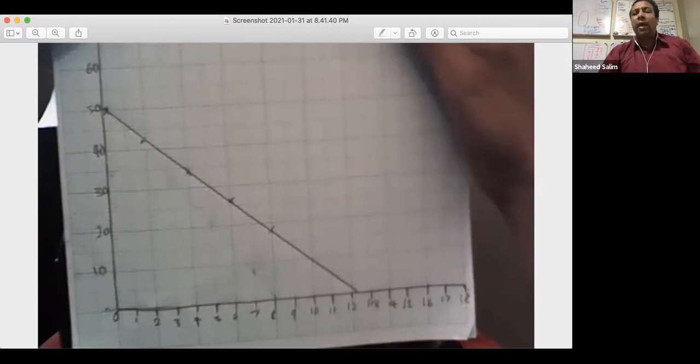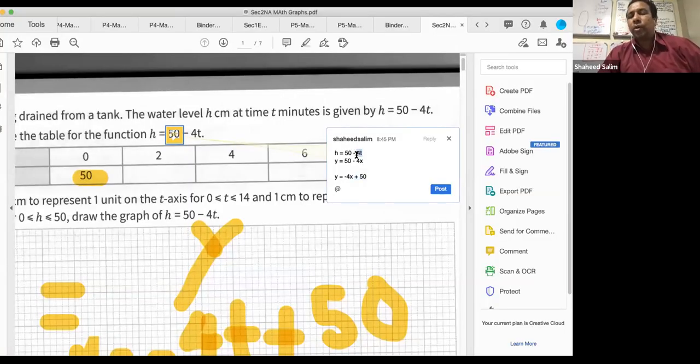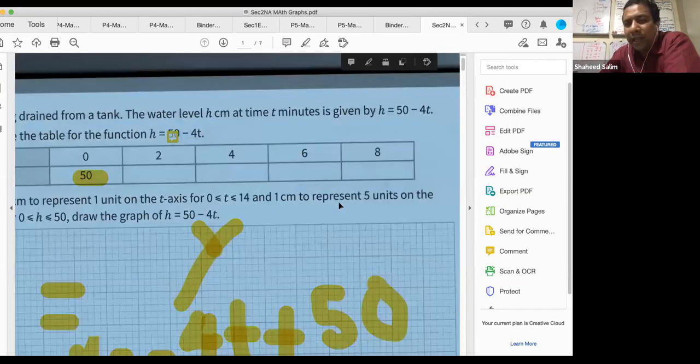That is why you have minus 4y, or minus 4t down here. That's your gradient. Can you see the link? You must be able to see the link.